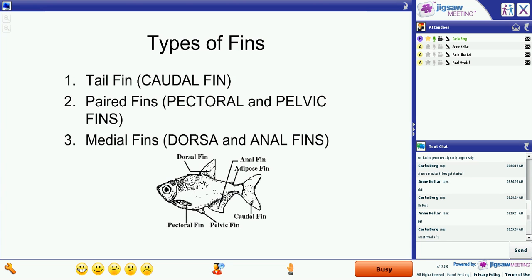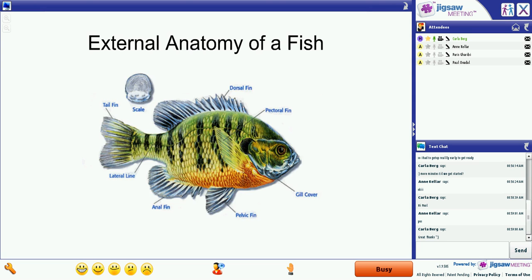Then there are two medial fins, a dorsal fin and an anal fin. The dorsal fin is up on the top of the fish, and the anal fin is on the bottom of the fish. Some fish also have a third medial fin called an adipose fin, and that's on the top of the fish close to the tail fin. Go ahead and take a look at this picture of the external anatomy of a fish.